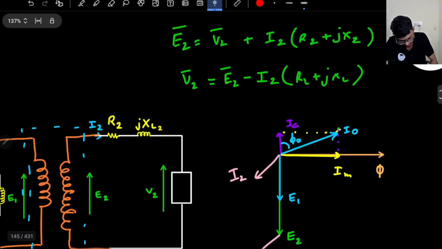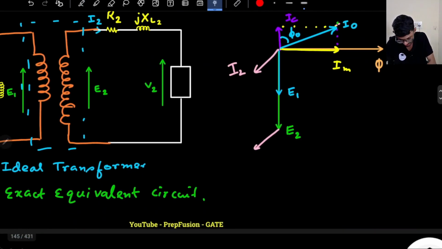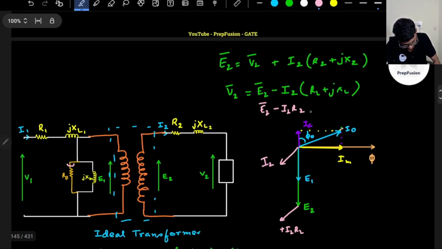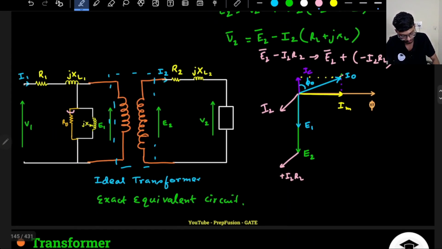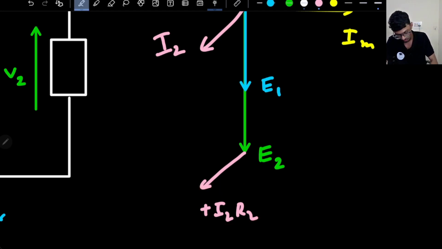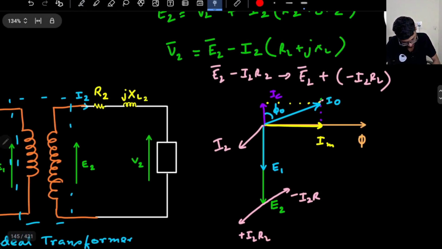But in the equation, I have to subtract: this is E2 minus I2 R2. Since this is vector addition, I can rewrite it as E2 plus minus of I2 R2. So instead of plus I2 R2, I have to add minus of I2 R2. Minus of I2 R2 will be in phase opposition, exactly 180 degrees apart. So this vector I have to add with E2.